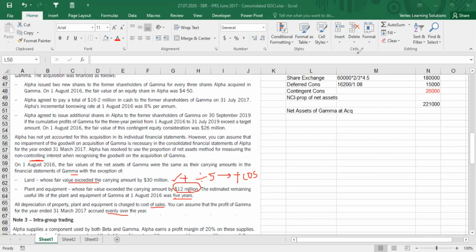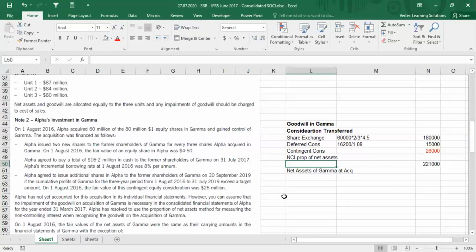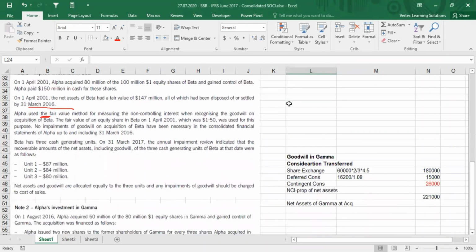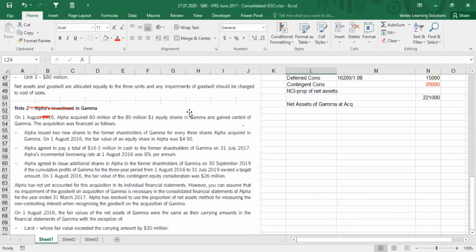Okay, so then how much are the net assets of this company Gamma? Okay, so we've got this part here. It was missing, we just put it here. Summarized statement of changes in equity on 1st April 2016. This is the date when we acquired Gamma. When did we acquire Gamma? We acquired Gamma on 1st August. On 1st August, we are getting Gamma.